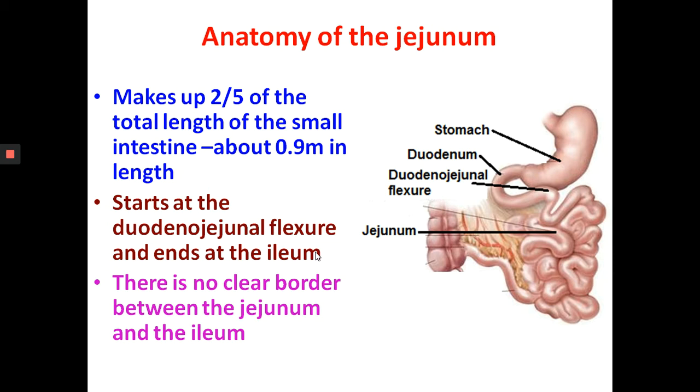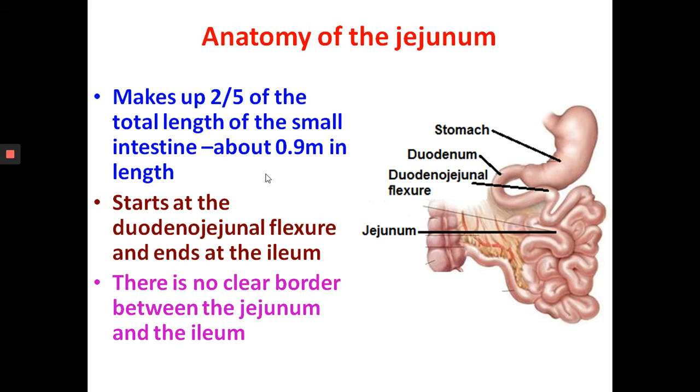Jejunum makes up 2/5 of the total length of the small intestine, about 0.9 meters in length. It starts at the duodenojejunal flexure and ends at the ileum. There is no clear border between the jejunum and the ileum. It's in the central section of the abdomen.